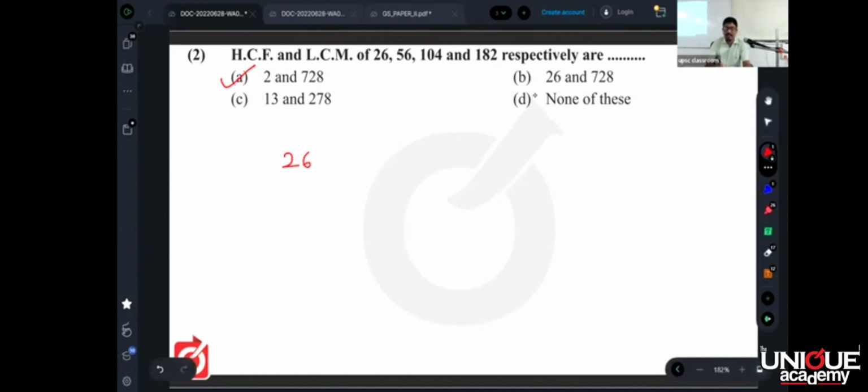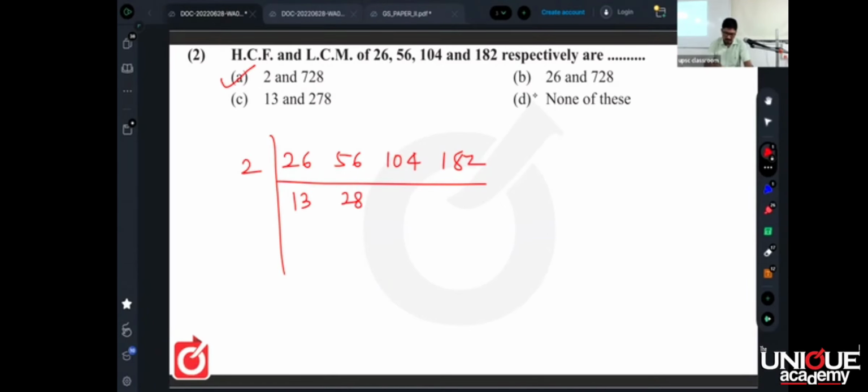All being even numbers, 26, 56, 104, and 182 are all divisible by 2. On dividing by 2, we get 13, 28, 52, and 91. Now the first number is 13, a prime number, and 28 has factors that have nothing to do with the number 13. So there is no common divisor any more.